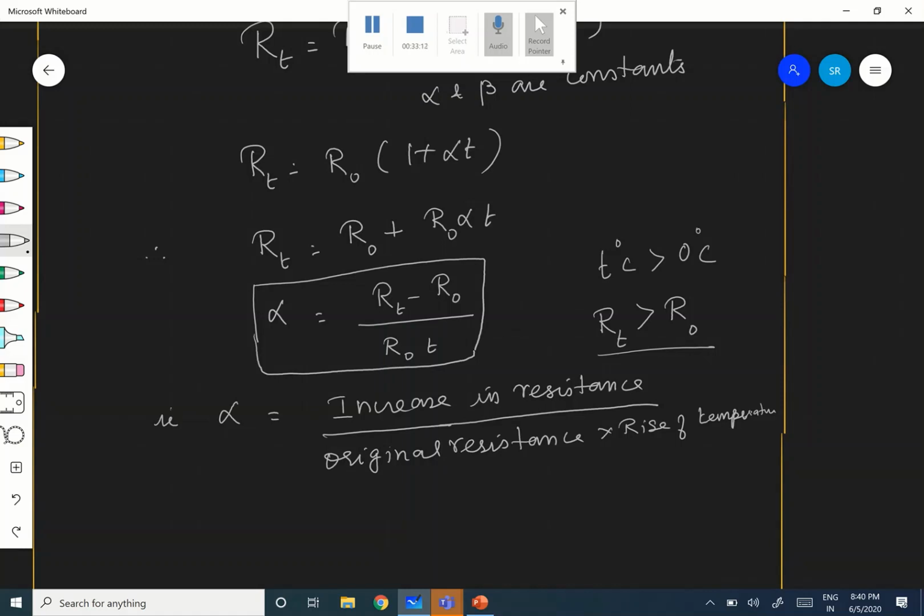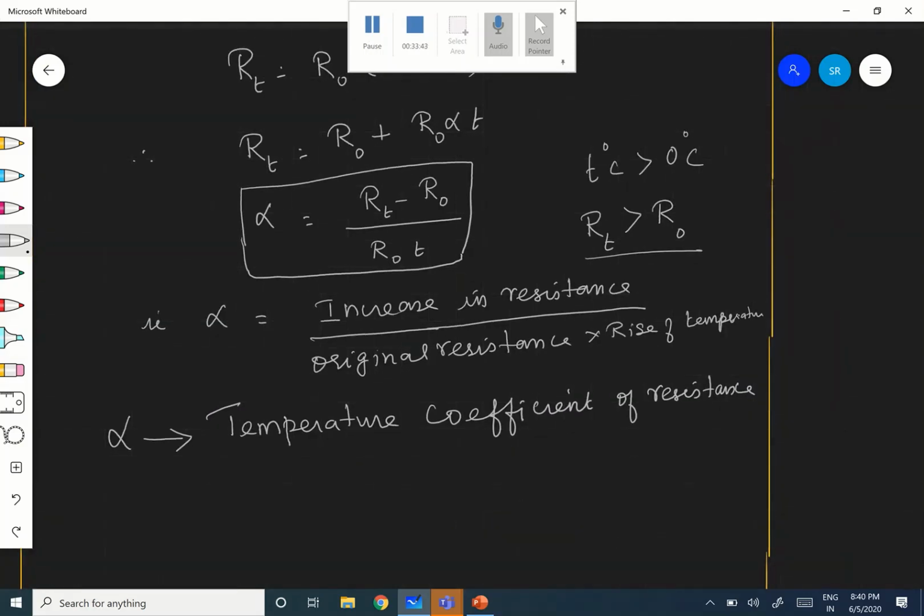Now here, alpha, I told you, is a constant. What is the name of that constant? Alpha is called the temperature coefficient of resistance. That I have not told you. Alpha is called the temperature coefficient of resistance.